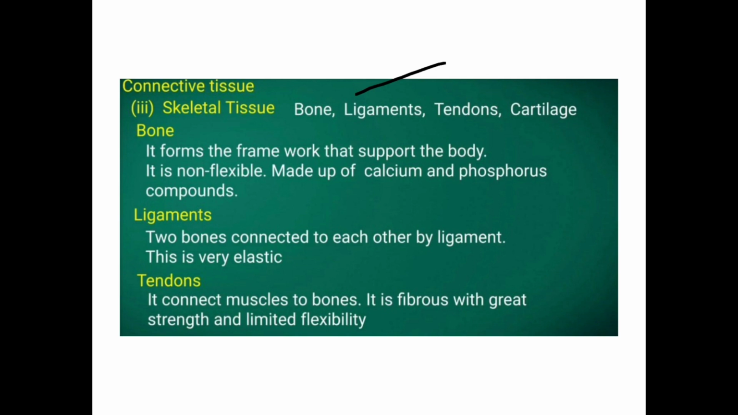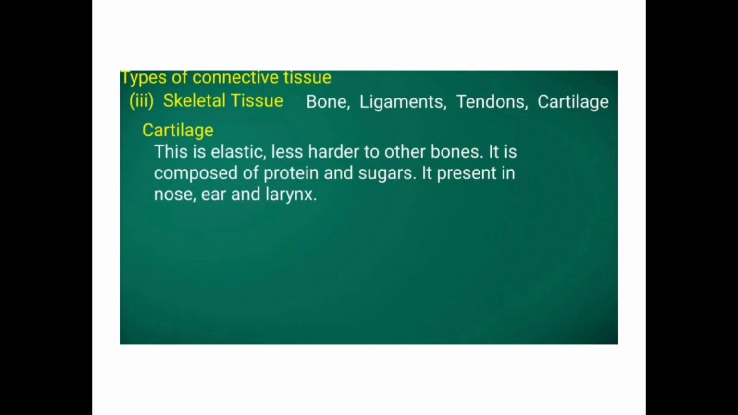Tendons are fibrous in nature, with great strength and limited flexibility. The next one is cartilage. Cartilage is elastic and less hard than bone, a smooth bone. It is composed of proteins and sugar and is present in the nose, ear, and larynx. So bone is made up of calcium and phosphorus, while cartilage is made up of proteins and sugars. These are the different types of connective tissue.